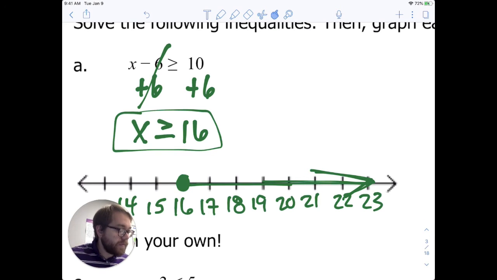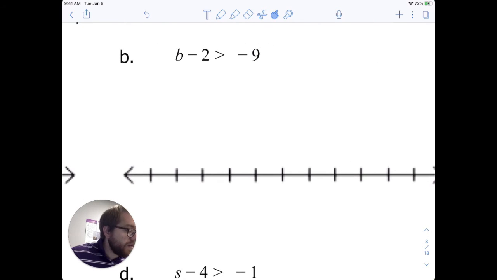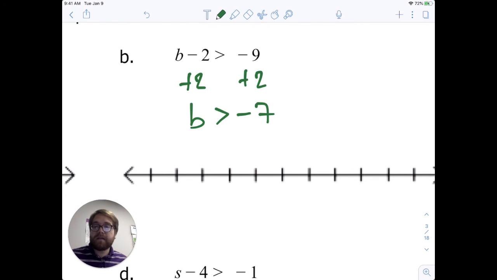Let's look at another example. B: b minus 2 is greater than negative 9. So I'm looking for what b is. If it's minus 2, I'm going to do the opposite. I'm going to add 2 to both sides. And b is greater than negative 7. And that's our solution. b is greater than negative 7.